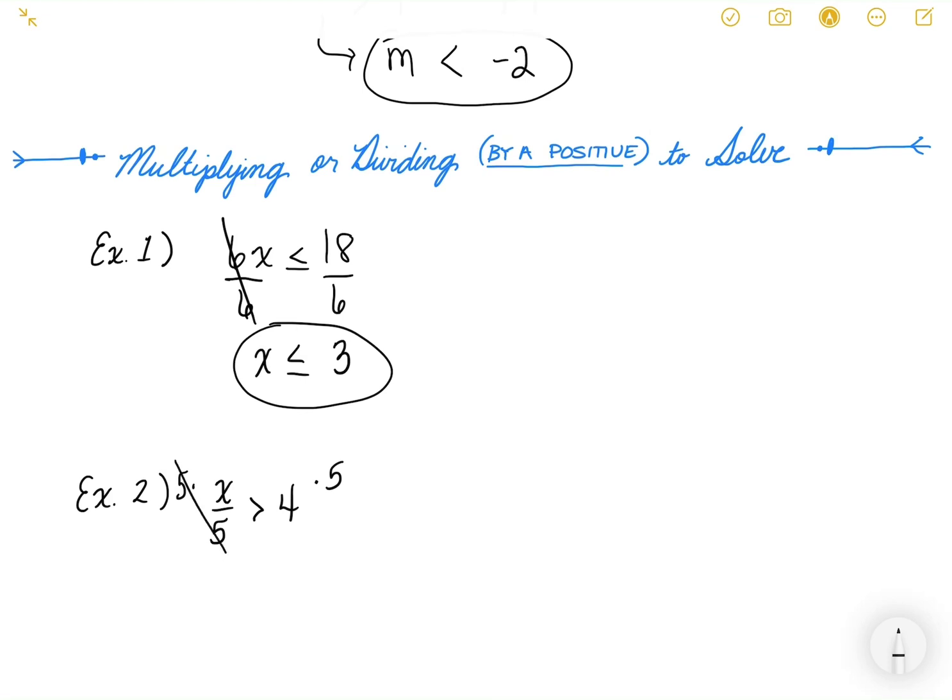On the left, my 5 cancels out, leaving me with x. On the right, 4 times 5 is 20. So x is greater than 20.